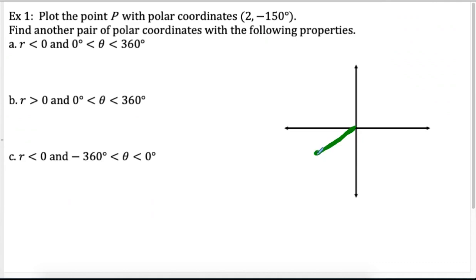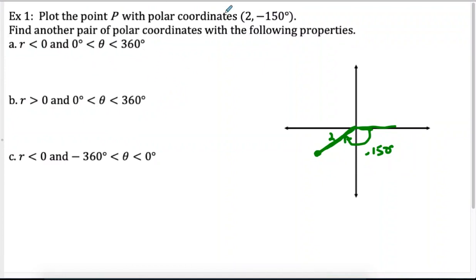Okay, so I'm saying that this is a distance of 2 and this is an angle of -150 degrees. Remember, whenever we're measuring an angle, we're always measuring from the positive x-axis, right? So now I want to find this point 3 other ways, such that first, my r value is negative, and my angle is between 0 and 360.